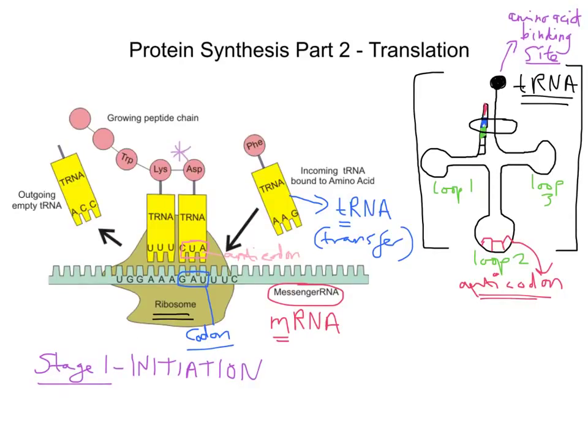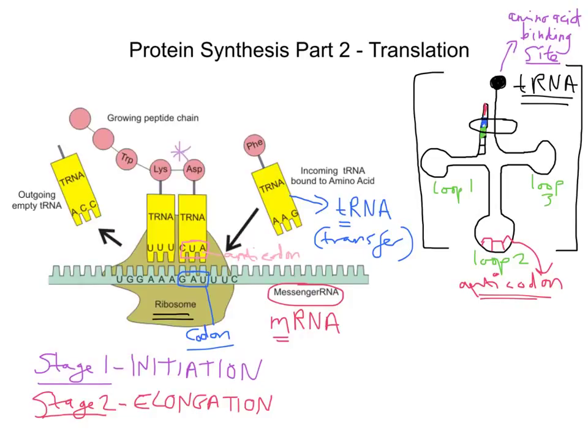So what that then leads into is stage 2, and stage 2 is really what we're seeing in this picture. So stage 2 is the phase we call elongation. So all we have to do is initiate it. Now we've got elongation. Now, the large subunit of the ribosome advances.